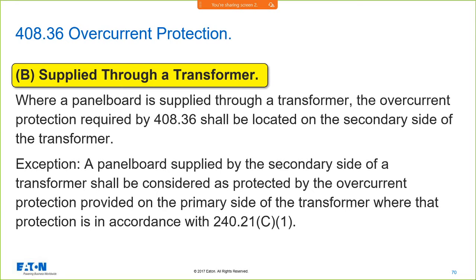So it's telling me that I have to put that overcurrent protection on the secondary of that transformer, with one exception. I can protect it based upon the supply side, the line side of that transformer, as long as I'm in accordance with 240.21(C)(1).